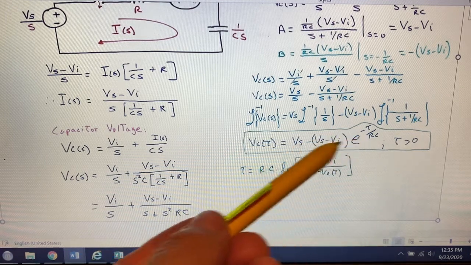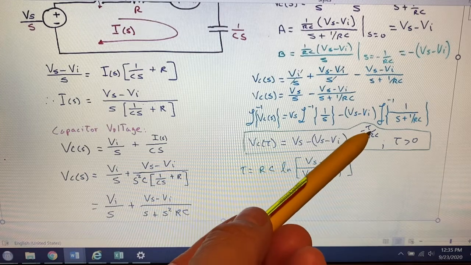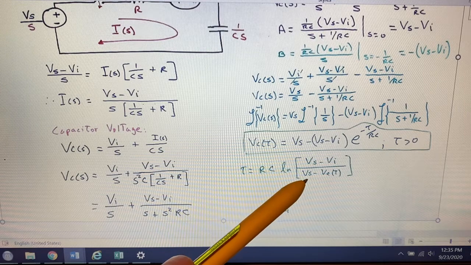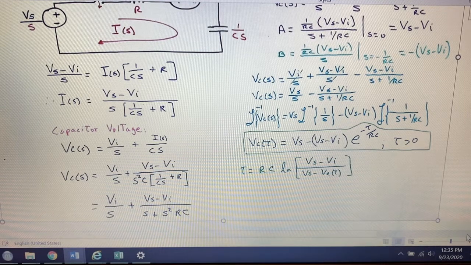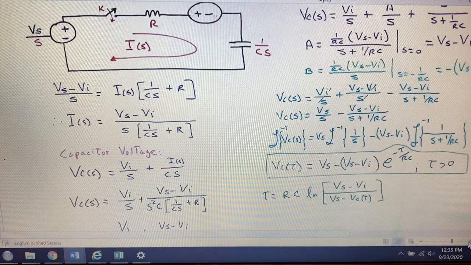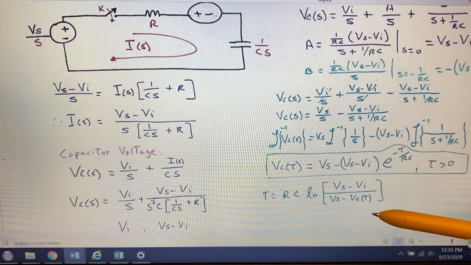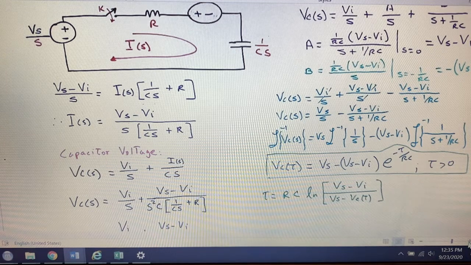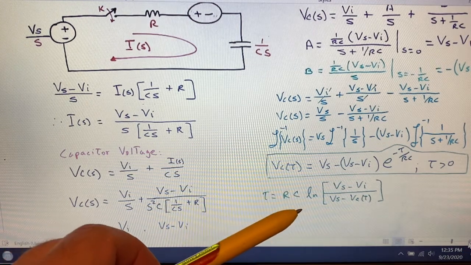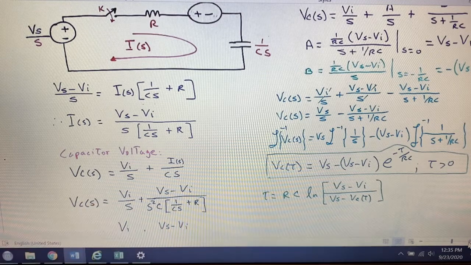From here we solve for t, and when we solve for t, we have RC ln of Vs minus Vi over Vs minus Vct. In your homework, you will do the steps that I was skipping here. How do you solve for t? Of course, I'm giving you the solution, but show me the steps. What are the steps that I follow to solve this? Entonces, su tarea es encontrar cuáles fueron los pasos para resolver aquí t.